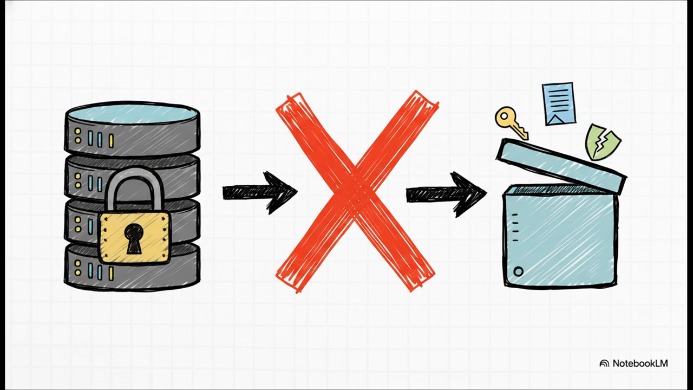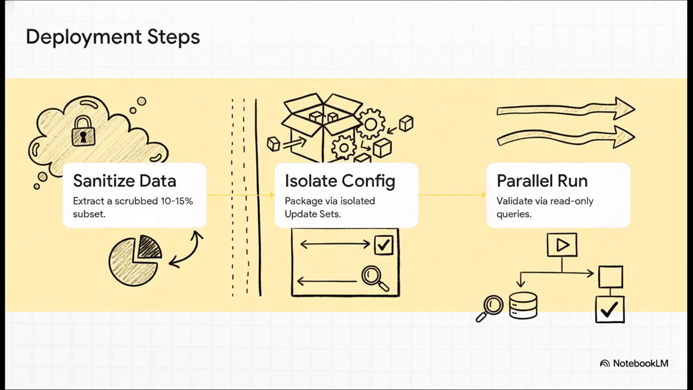Just don't do it. Instead, follow this responsible deployment framework. First, extract a small scrubbed data subset. Usually about 10 to 15% of your production data is plenty for testing. Second, keep your configuration elements strictly isolated in update sets, totally away from transactional data. And third, before you flip the switch on any automated state transitions, run parallel read-only queries in production to validate your scripts against live data volumes.